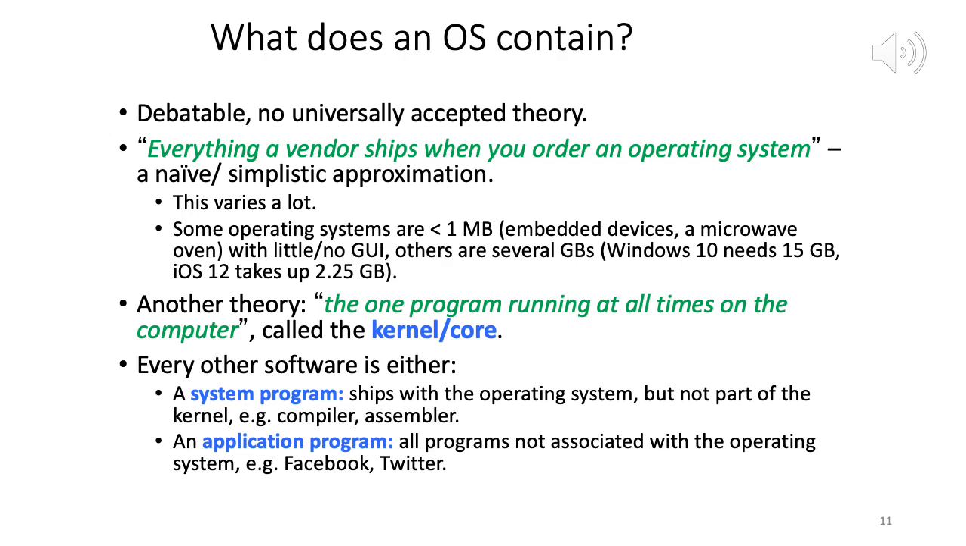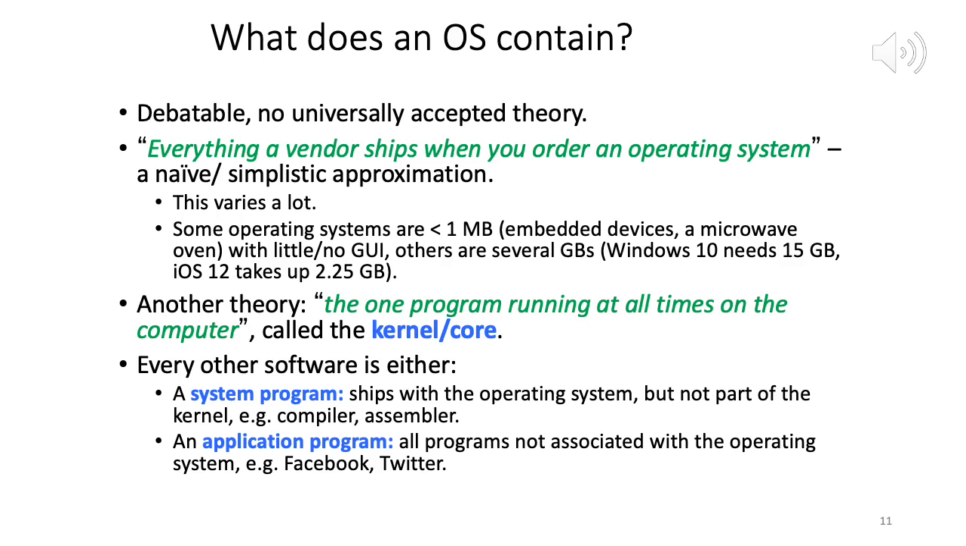Okay, so now I am on slide 11. Slide number 11: what does an OS contain? Again, this is quite debatable. There is no universally accepted answer. One approximation you can have is everything a vendor ships when you order an OS. You place an order, say I want Windows. You may get a key and you download it from the web. Whatever you download is what an OS is. That's one interpretation. This is naive and quite simplistic.